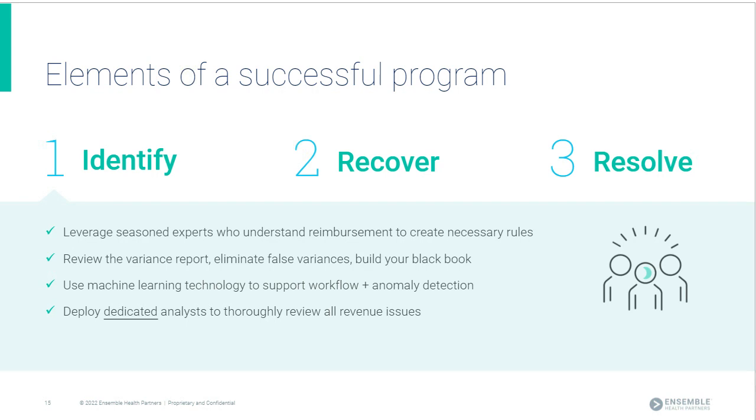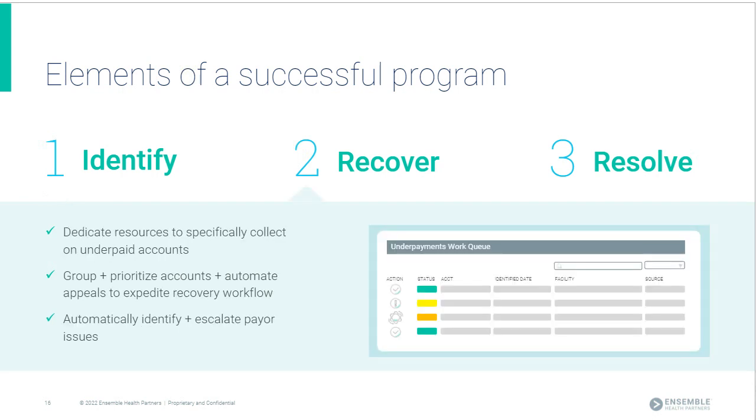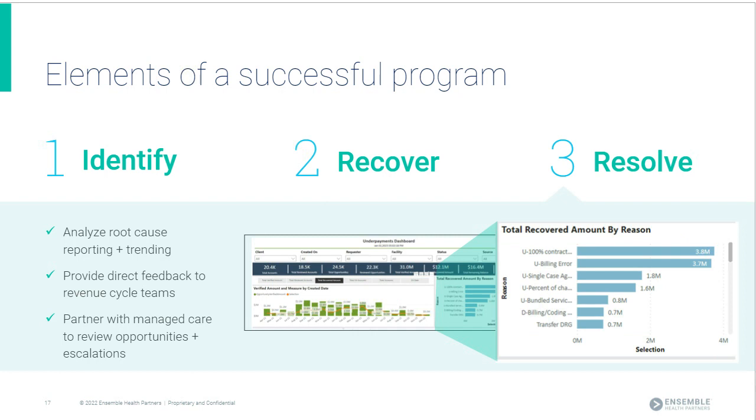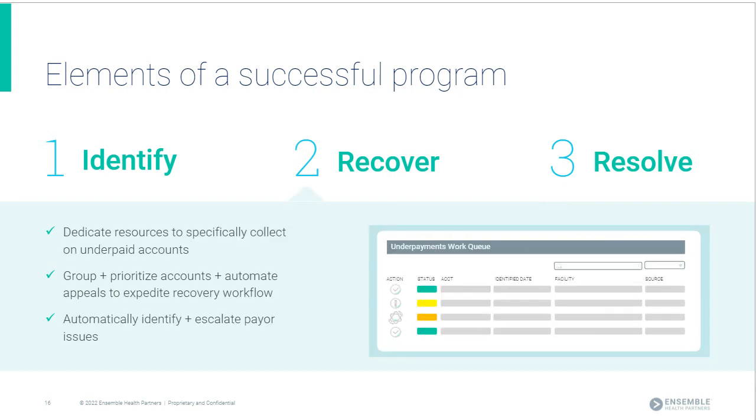The second piece is recover. It's one thing to identify. It's another thing to recover altogether. So the second element is not to just invest in your talent, as Andrew mentioned, but also to ensure your underpayment team is dedicated purely to underpayment. Recall Andrew's previous statement about the amount of lost revenue to commercial payments. It makes sense to invest in a proper program to capture this revenue. As you start to identify and recover underpayments, start grouping and prioritizing your accounts to streamline your efforts. Automatically identify and escalate payer issues right when you see them. Stop bleeding, fix that root cause, and solve it where it starts.